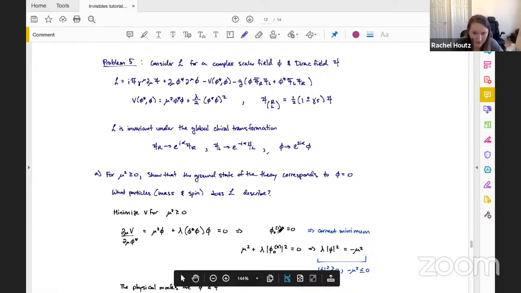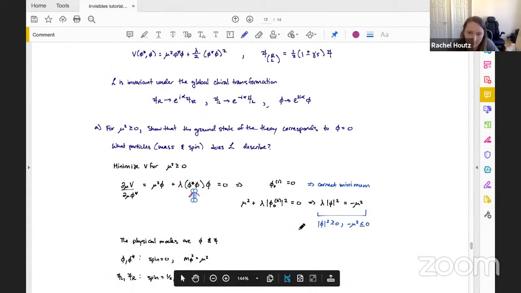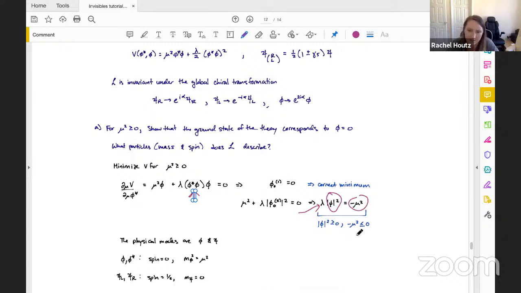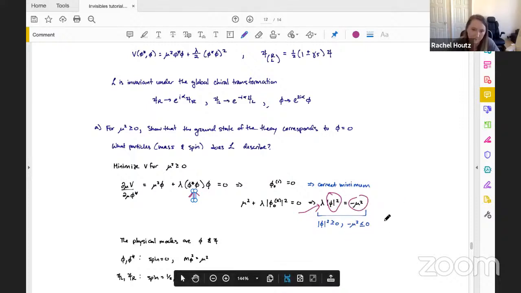But in the end, you find a minimum of phi equals 0 and a minimum mu squared plus lambda times the modulus of phi squared, because now this thing that's left over is the modulus. And you'll see that lambda modulus phi squared equals minus mu squared. So this is a negative number in this case. We know lambda has to be positive to ensure we don't get infinite negative energy in the potential. And we know this modulus is a real number, so the modulus squared has to be positive. So this is just not a valid minimum in this case.